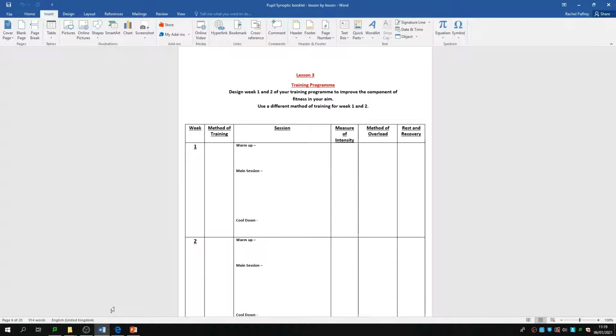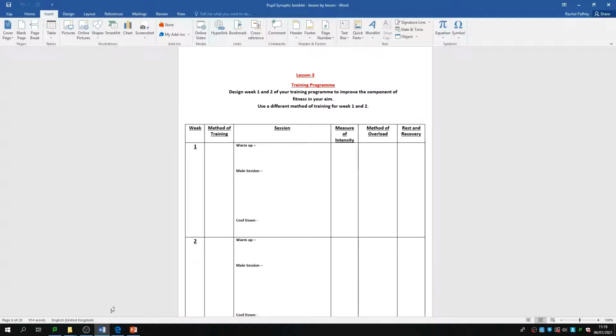Now for your circuit for aerobic endurance, or any session you do, if you're doing continuous training it needs to be a minimum of 20 minutes. That is a bare minimum for aerobic endurance. If you're doing muscular endurance, what would you use in terms of weights? That could be body weight, dumbbells, barbells, as well as body weight circuits.